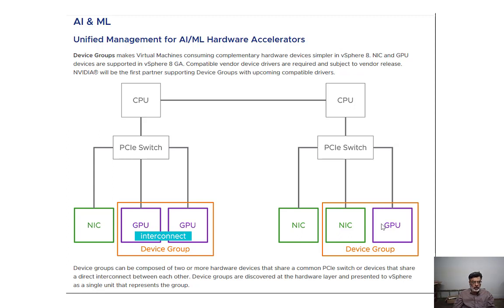So in this new version, device groups let the virtual machine consume hardware devices simply in vSphere 8. NIC and GPU devices are supported in vSphere 8. Now at the moment we only support NIC in conjunction with the GPU, but in an upcoming version we will support other devices as well.